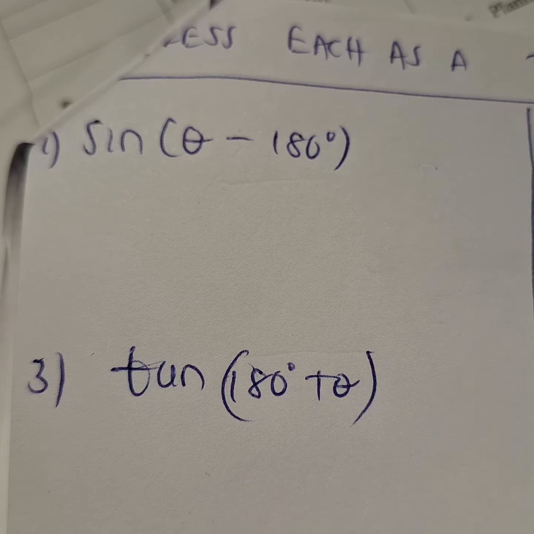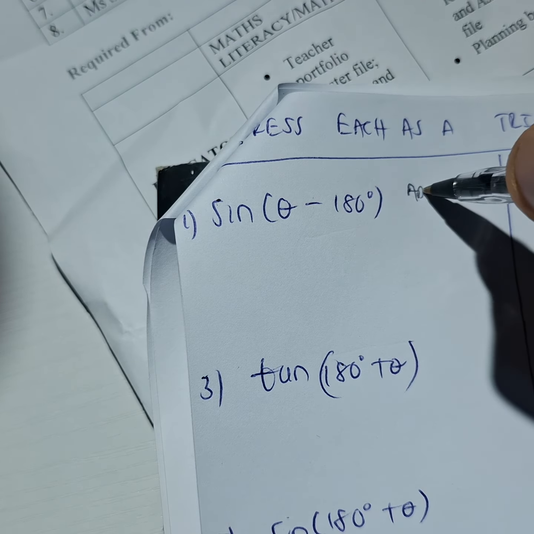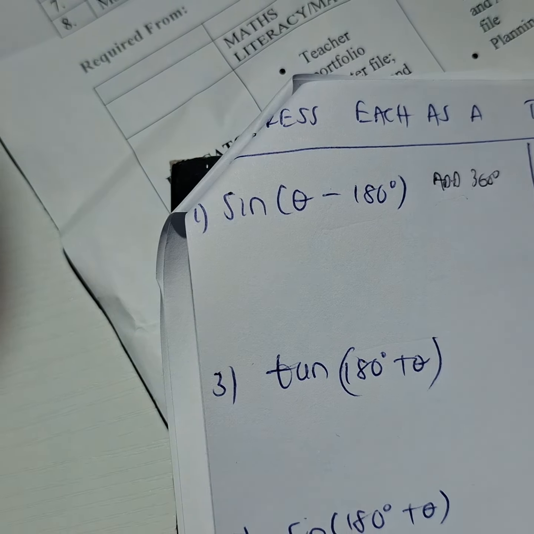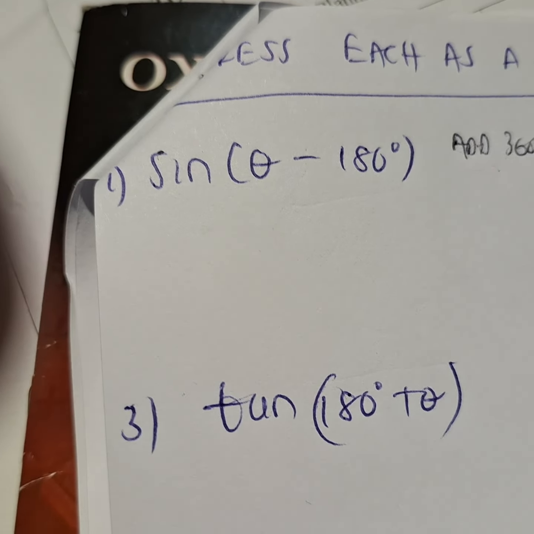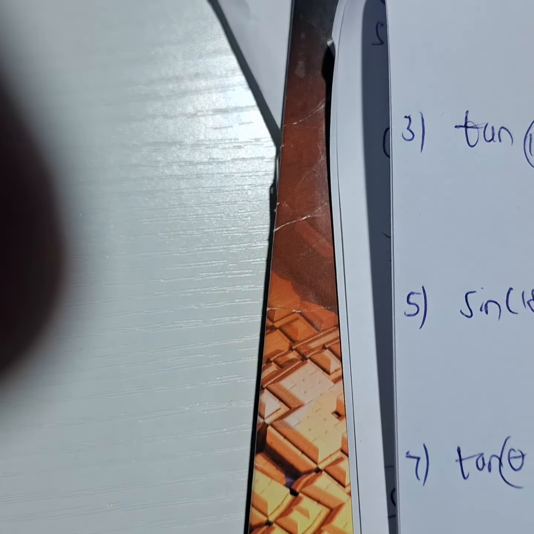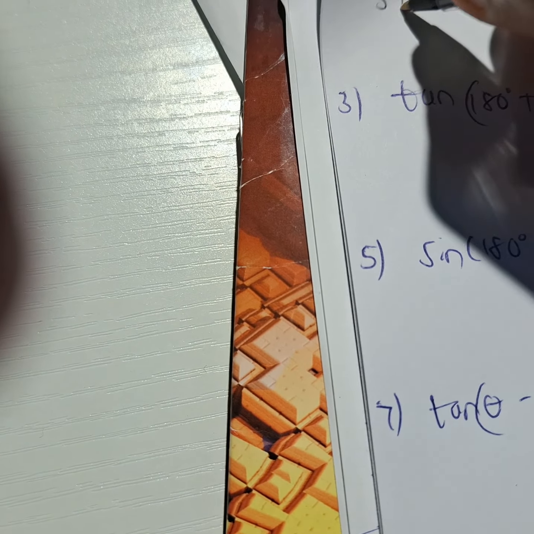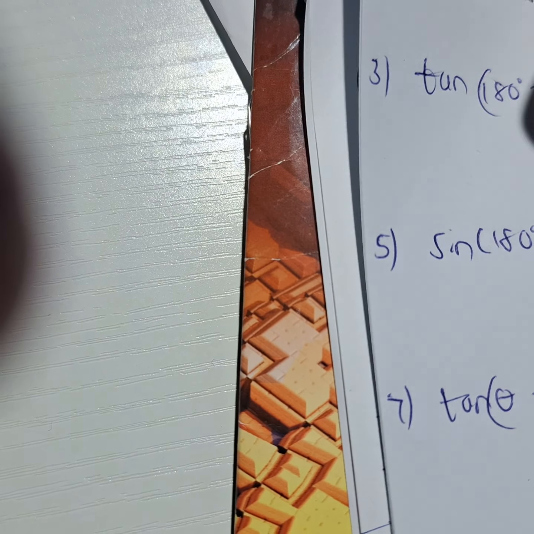So what we need to do is add 360 degrees. Hopefully you guys can see that we need to add 360 degrees. Now we can do this in a calculator, we don't have to actually do it manually. But if you add 360 degrees to minus 180, what do you get? Positive 180. So this is supposed to be sine of theta plus 180 degrees.